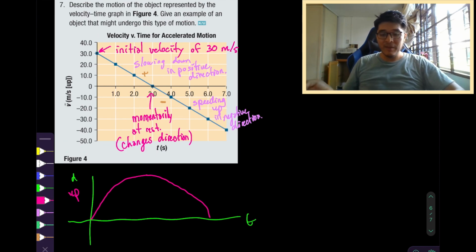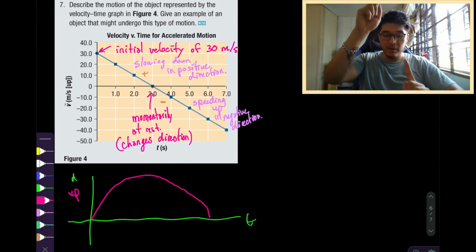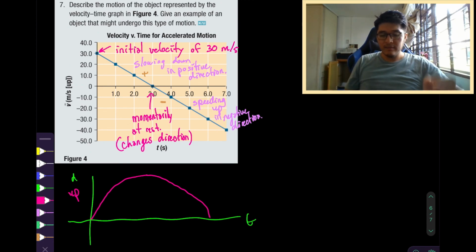So there's so many examples, right? The first one that we said, the arrow being shot up because it has some initial velocity, and then it slows down, turns around, falls down while speeding up. So think back to the archer example.